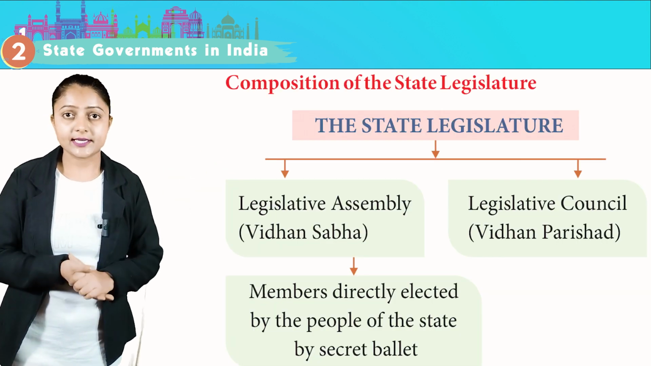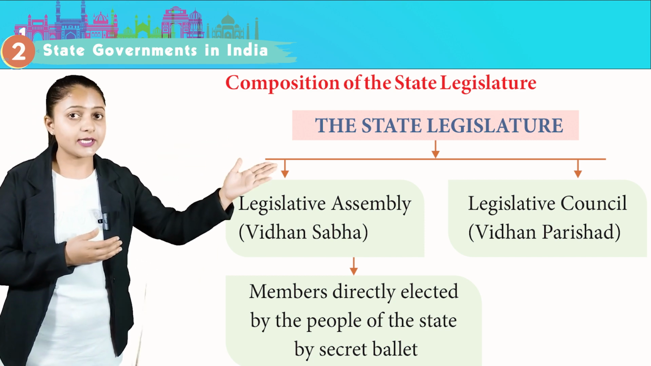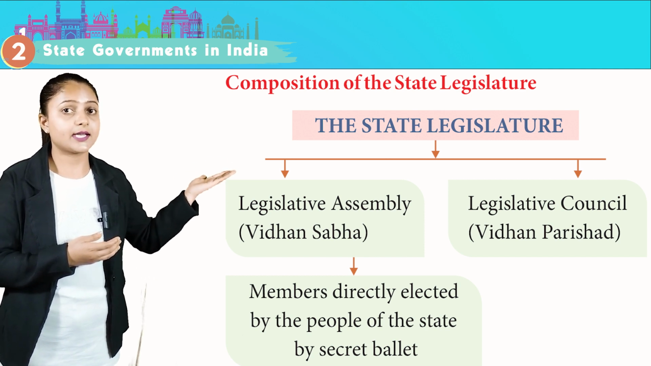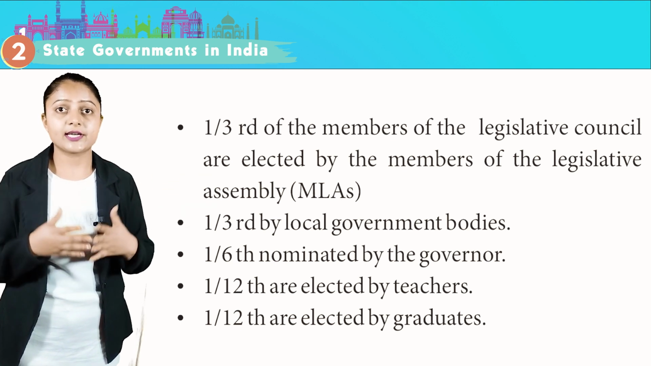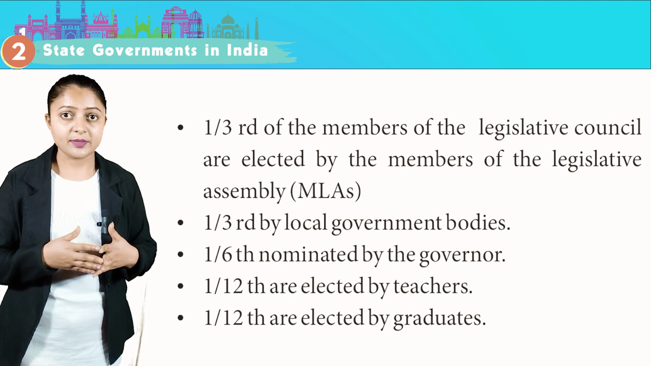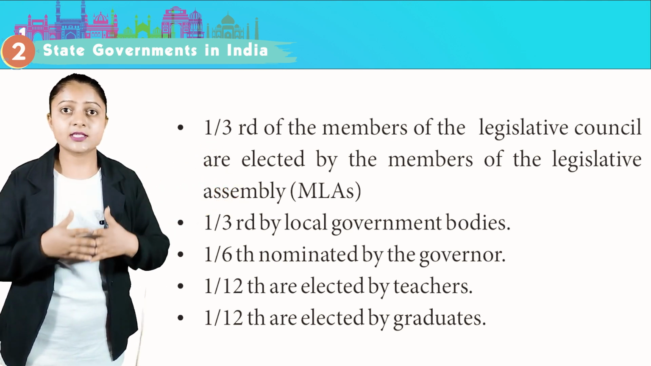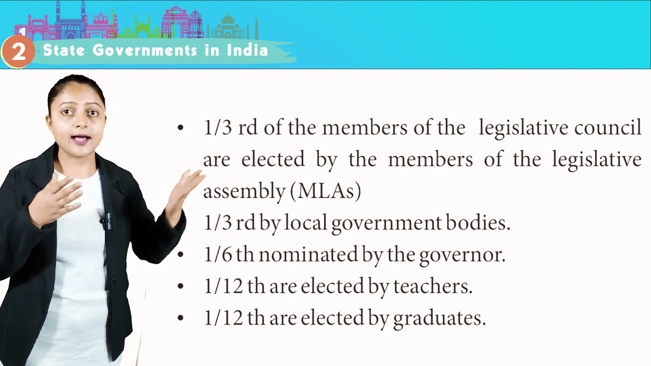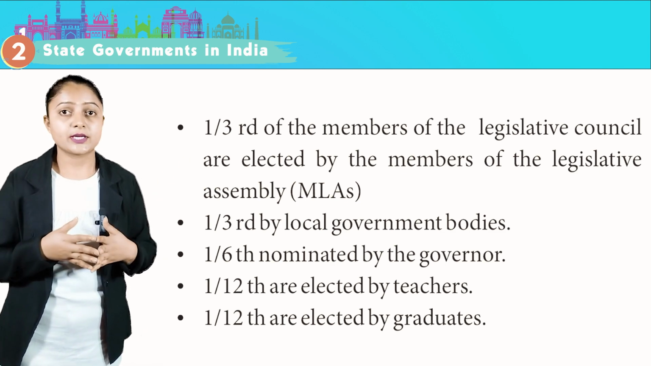Composition of the state legislature. The state legislature has the Legislative Assembly and the Legislative Council. The members of the Assembly are directly elected by the people of the state by secret ballot. One-third of the members of the Legislative Council are elected by the members of the Legislative Assembly, MLAs, one-third by local government bodies, one-sixth are nominated by the governor, one-twelfth are elected by the teachers, and one-twelfth are elected by graduates.